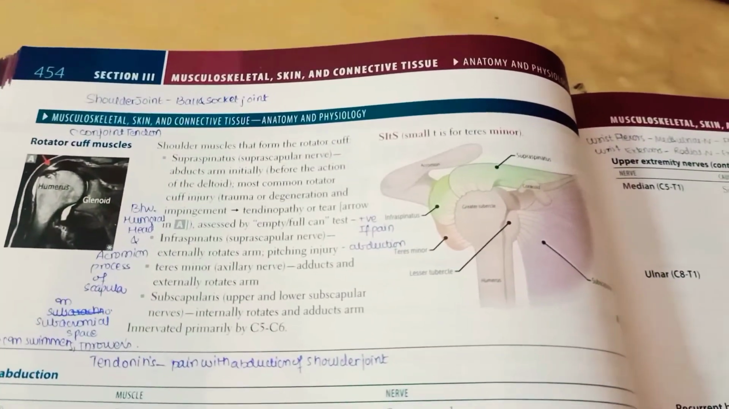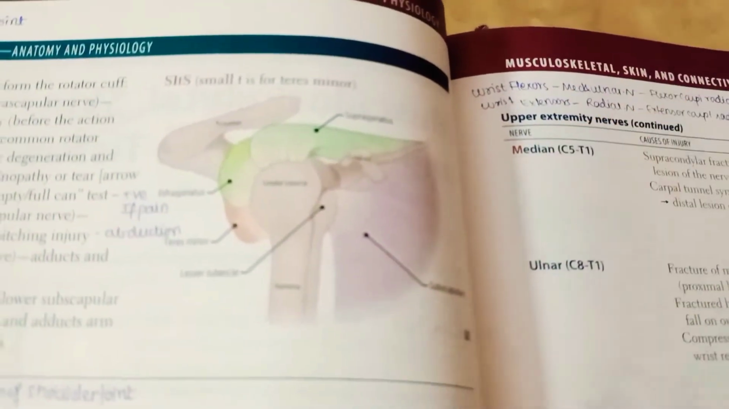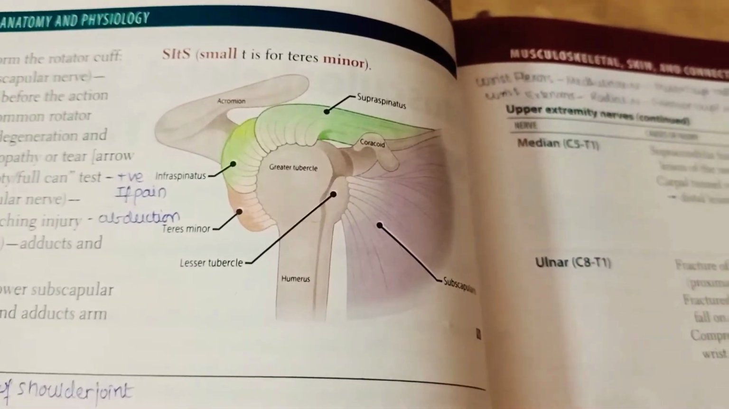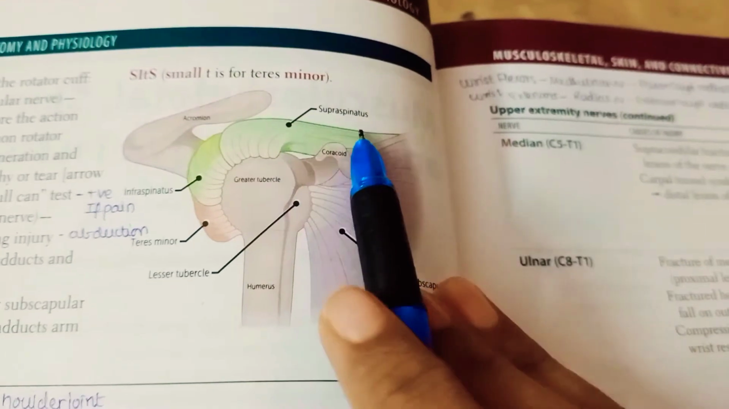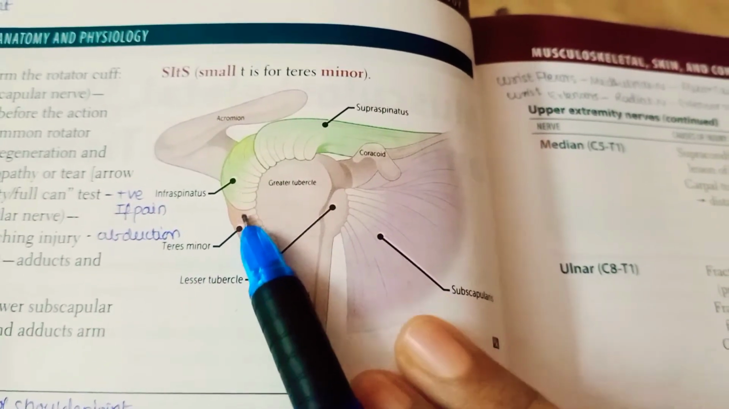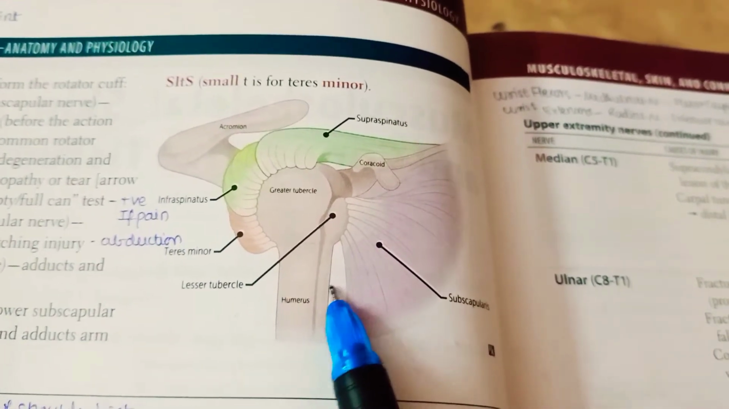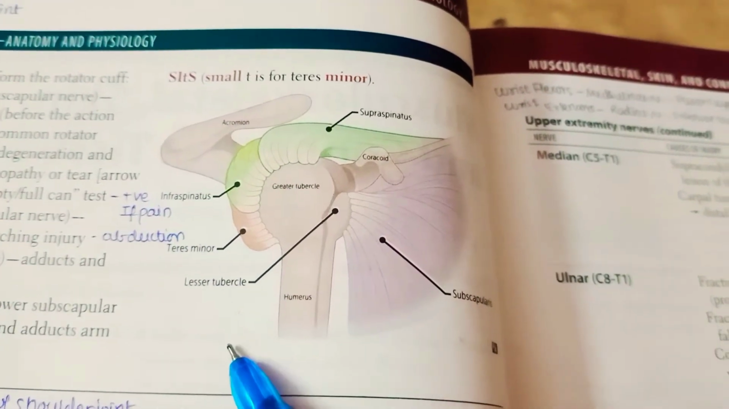So the first thing we have is the rotator cuff muscles. This is very easy to remember just with a mnemonic. You should remember the mnemonic SITS. SITS means S for supraspinatus, I for infraspinatus, T for teres minor, and S for subscapularis. These are the muscles which form the rotator cuff.